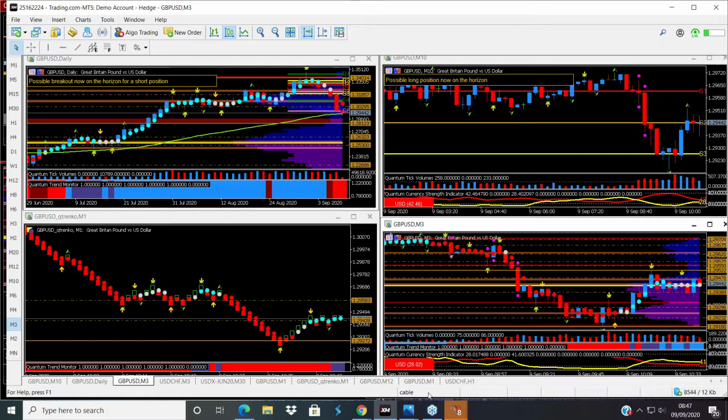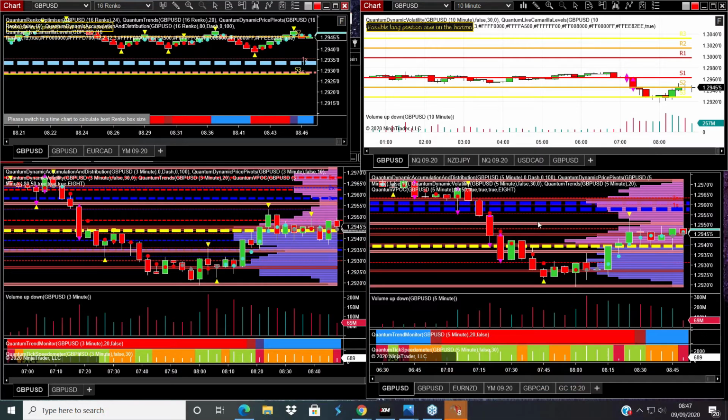We were looking at cable, and we're looking at a possible technical reversal and the potential for taking a quick trade. This all gets back to what kind of time frame you are comfortable trading. Are you comfortable trading the faster time frames, even based on the second charts?